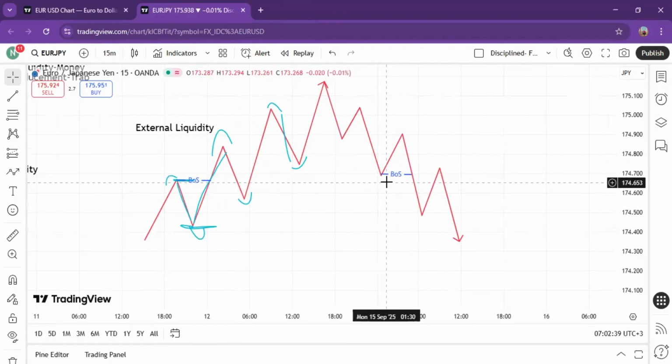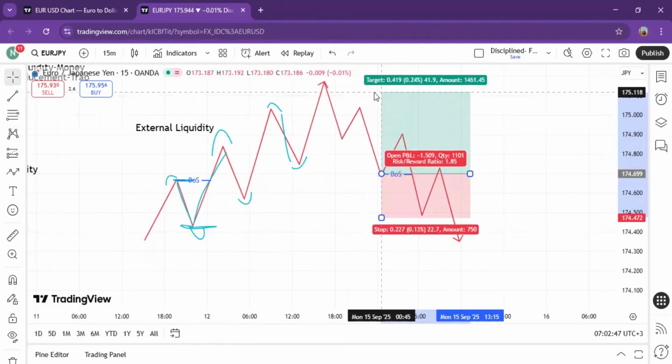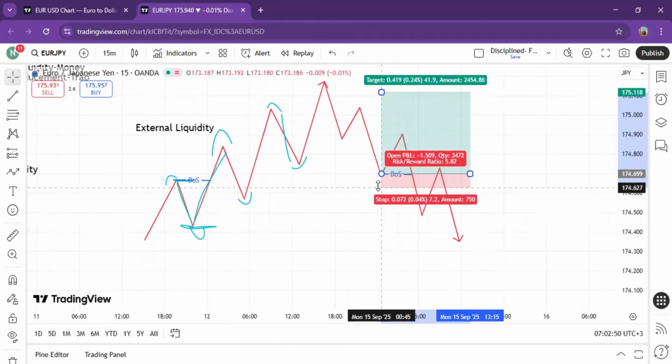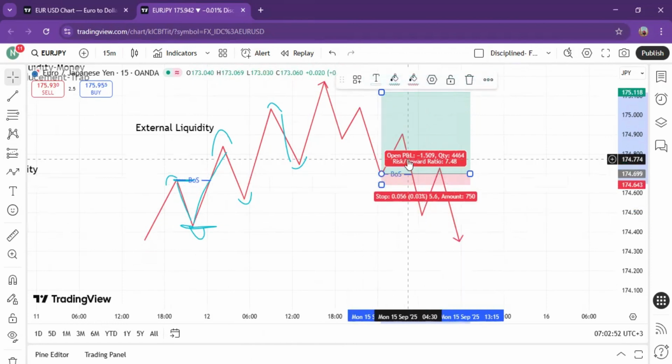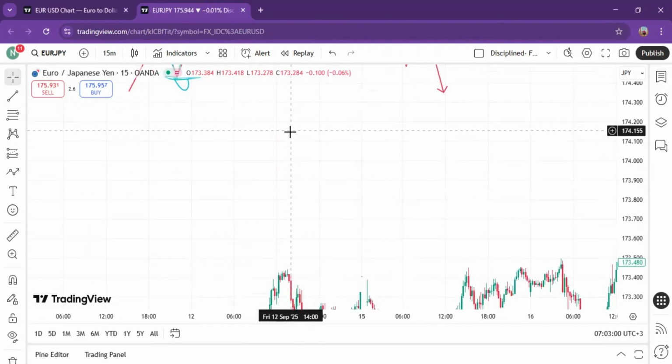So if you are a buyer who was trading against the trend and you had your buy positions at this point, it means that you have your money in place at that point. So eventually, the market will come and take you out. So that is how the external liquidity works. Then we have the internal liquidity.